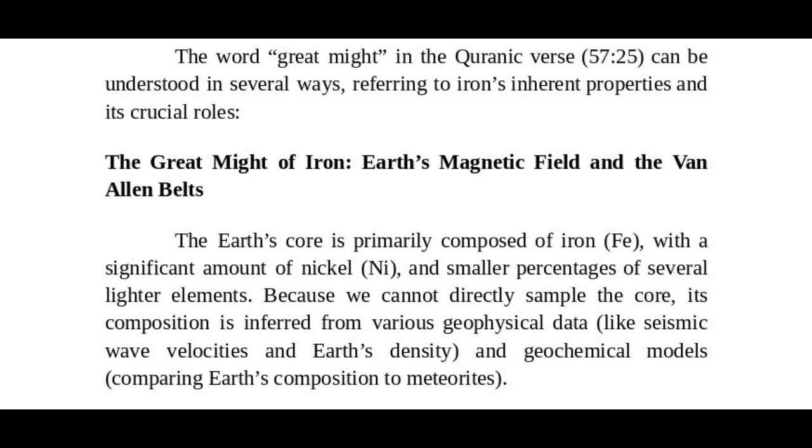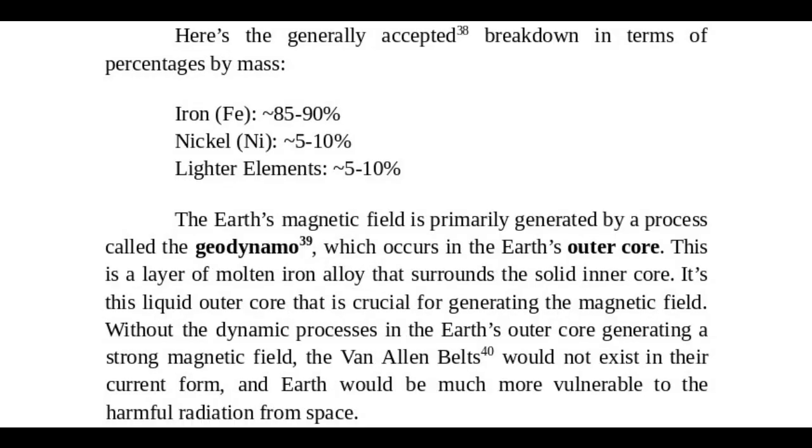The Earth's core is primarily composed of iron, with a significant amount of nickel, and smaller percentages of several lighter elements. Because we cannot directly sample the core, its composition is inferred from various geophysical data, like seismic wave velocities and Earth's density, and geochemical models, comparing Earth's composition to meteorites. The provided breakdown shows the Earth's core is composed of approximately 85 to 90% iron by mass, with about 5 to 10% nickel and another 5 to 10% of lighter elements.